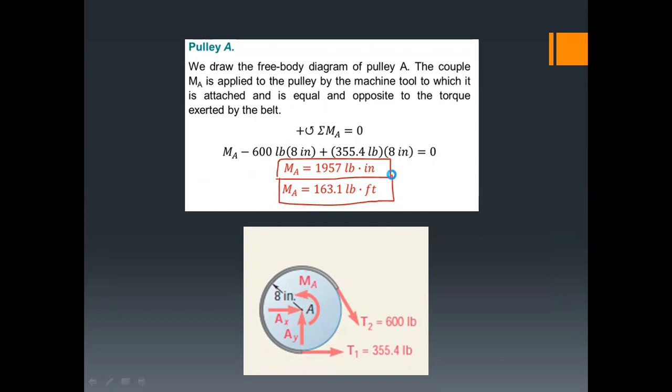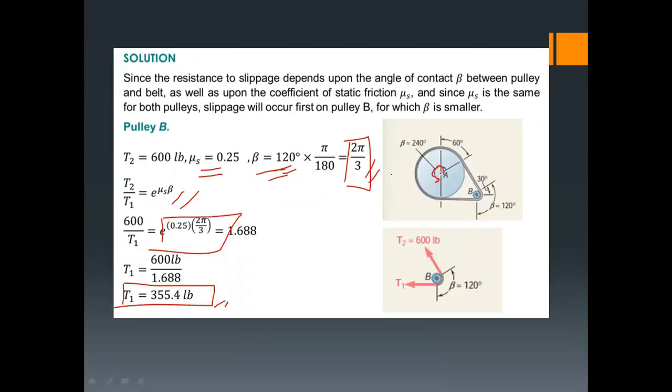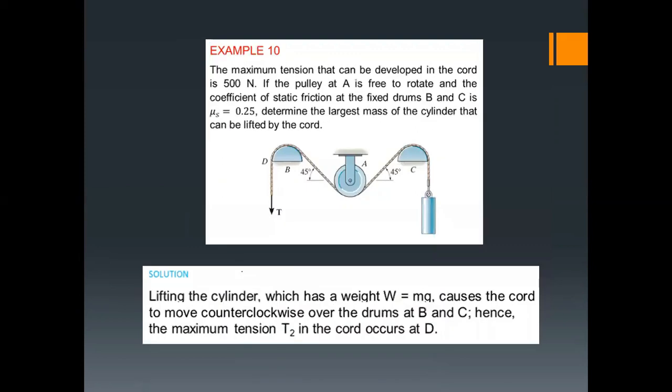Okay? So, yun lang. Kung ano lang siya, simpleng input lang din siya, and analyzation ng pulleys. Okay? And then, ito, last sample natin. So, the maximum tension that can be developed in the cord is 500 newtons.